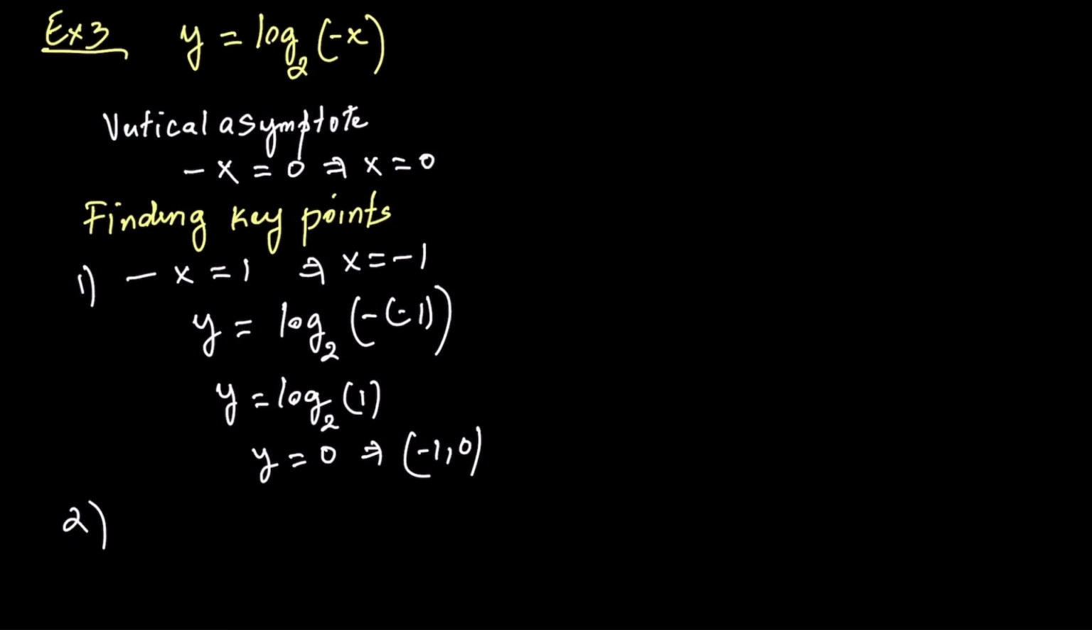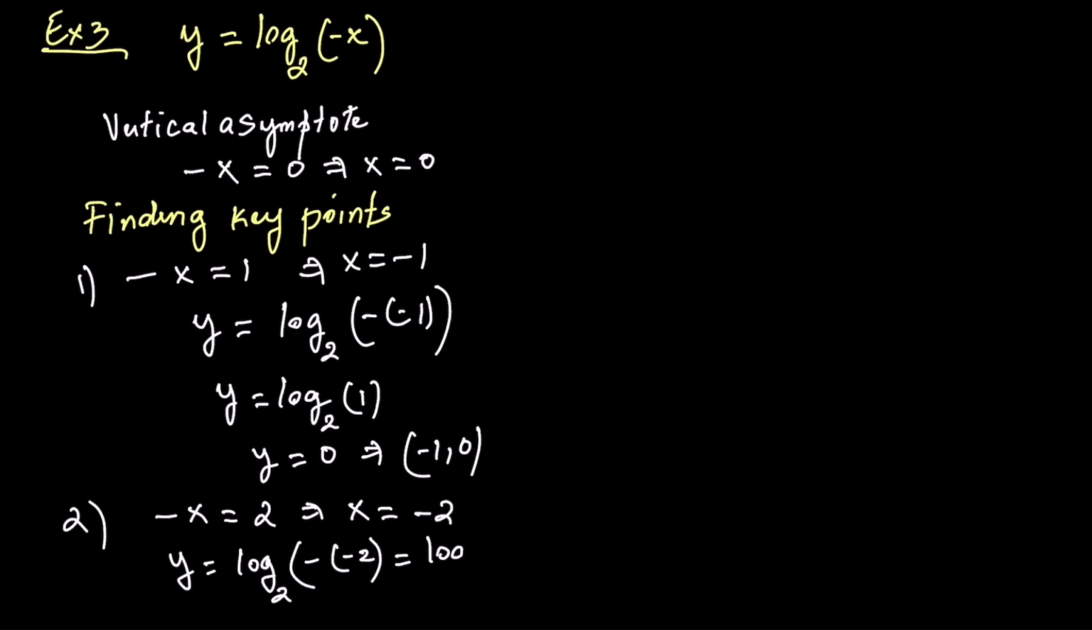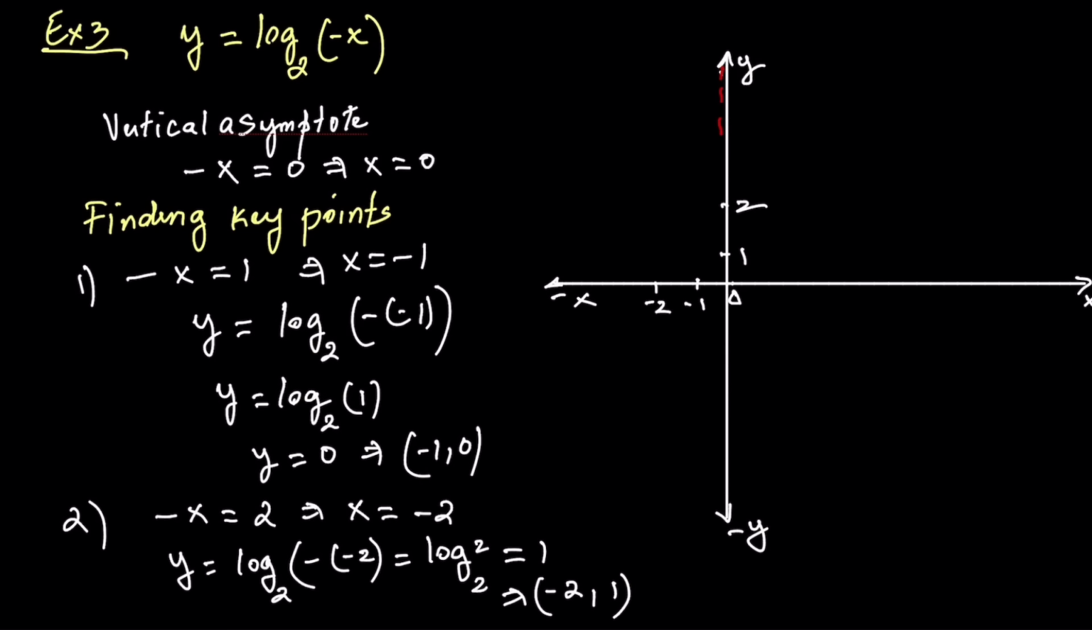Second key point. When the argument equals the base, which is 2, we set the argument equal to the base, negative x equals 2. Therefore, x equals negative 2. Now we substitute x equals negative 2 into the function. y equals log base 2 of negative negative 2. y equals log base 2 of 2. y equals 1. Our second key point is (-2, 1). This gives us our second reference point.